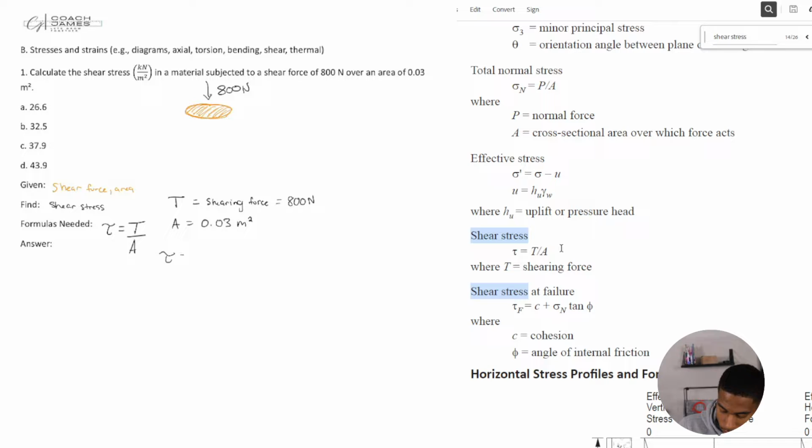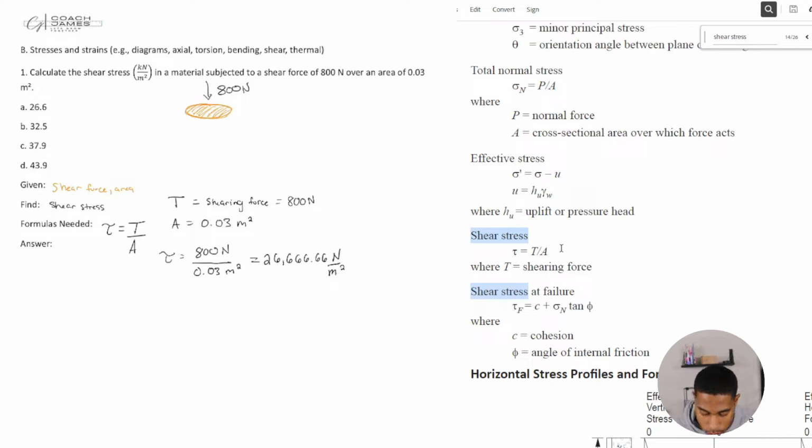All right, so how do we get our shear stress? Well, we just plug and chug. Now we have all the variables that we need to get the value that we're trying to find. 800 newtons over 0.03 meters squared gives me 26,666.66 newtons per meter squared.